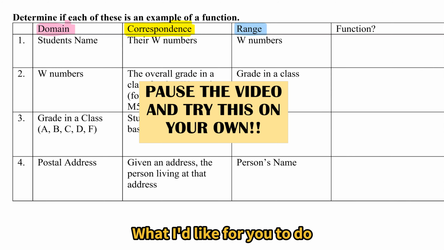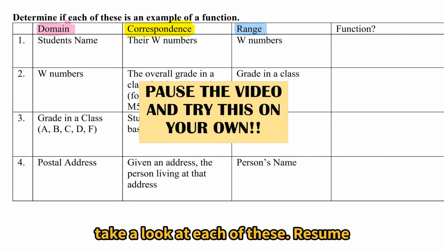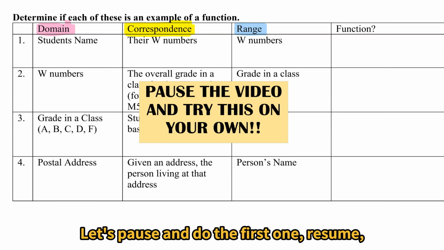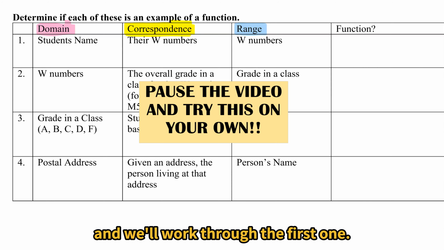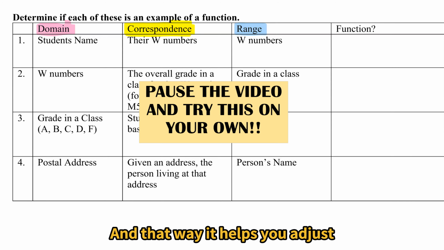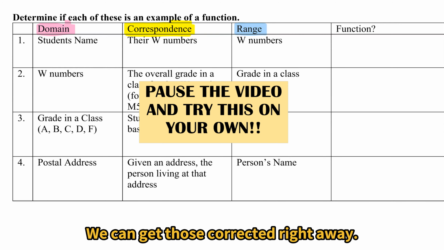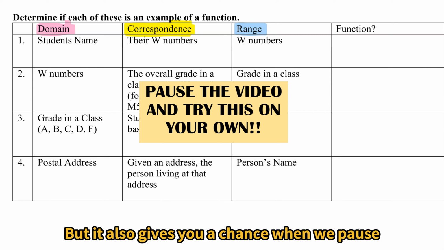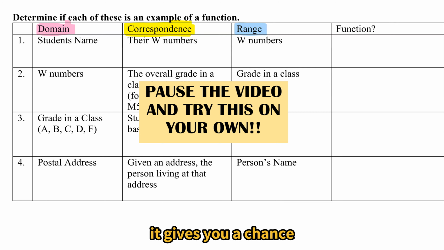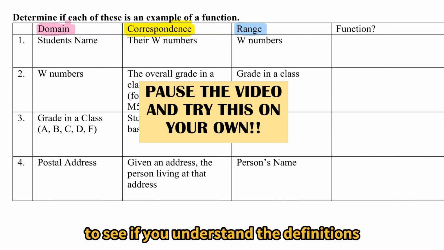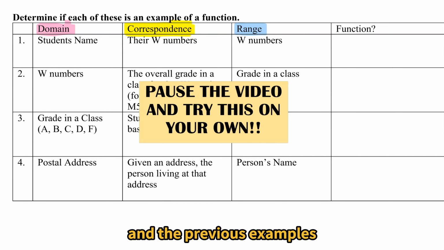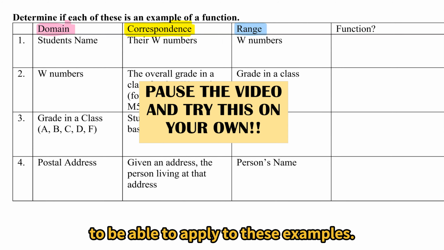What I'd like for you to do is take this moment right now and try it on your own. Pause, take a look at each of these, resume, and I'll work through them. Let's pause and do the first one, resume, and we'll work through it. That way it helps you adjust if you have mistakes or misunderstanding. We can get those corrected right away. But when we pause and try it on our own, it also gives you a chance to see if you understand the definitions and the previous examples to be able to apply them to these examples.